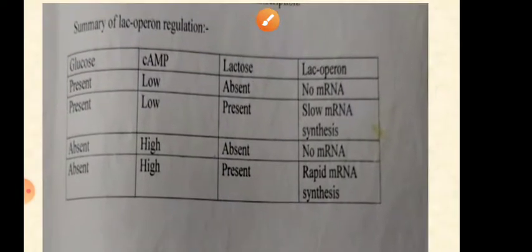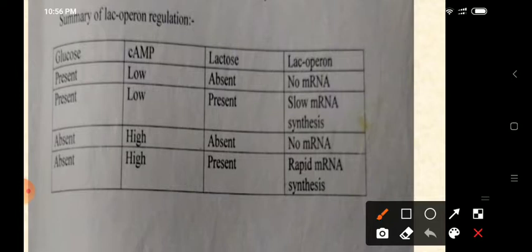So look at this. What happens when glucose is present? Cyclic AMP is low. That means glucose is present, cyclic AMP is low, and lactose is absent. That means the operon will not be expressed. No mRNA and no protein synthesis. Now when glucose is present, cyclic AMP is low, and lactose is also present, then the synthesis of proteins will be very slow, or they won't be synthesized.